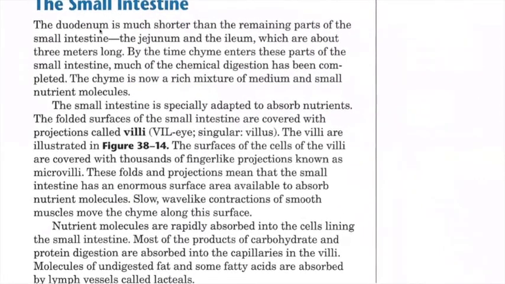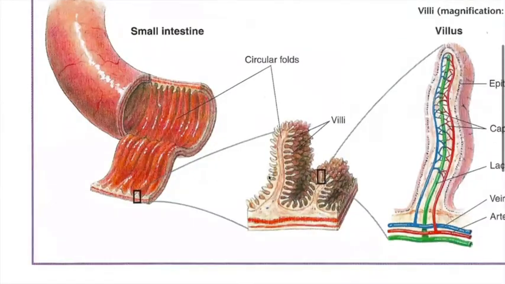All right, so small intestine reading. The duodenum, or duodenum if you choose, is much shorter than the remaining parts of the small intestine, the jejunum and the ileum, which are about 3 meters long. By the time chyme enters these parts of the small intestine, much of the chemical digestion has been completed. The chyme is now a rich mixture of medium and small nutrient molecules. The small intestine is especially adapted to absorb nutrients. The folded surfaces of the small intestine are covered with projections called villi. These things.